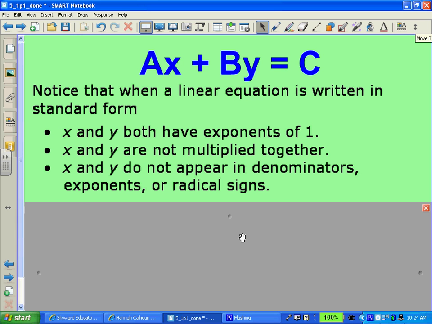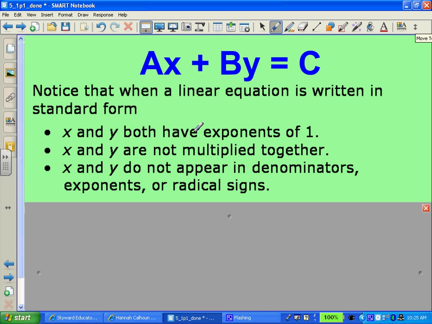Well, we have a list of qualifications, or requirements I guess would be a better word, that if we check these three things, then we'll know whether or not it can be written in standard form. So you want to make sure that you have these three bullets written down, because you'll be looking back at them quite often. The first one is that x and y both have exponents of 1. And if you'll remember, we don't usually write exponents of 1, so essentially we don't want them to have exponents written at all. If you see an x squared or a y squared or anything like that, right away you know it's not linear.